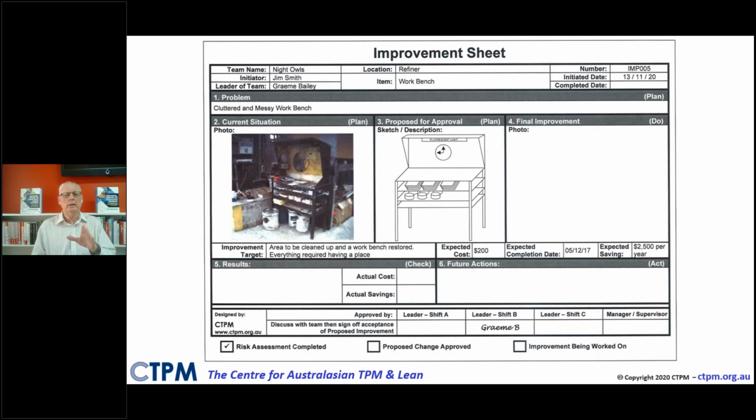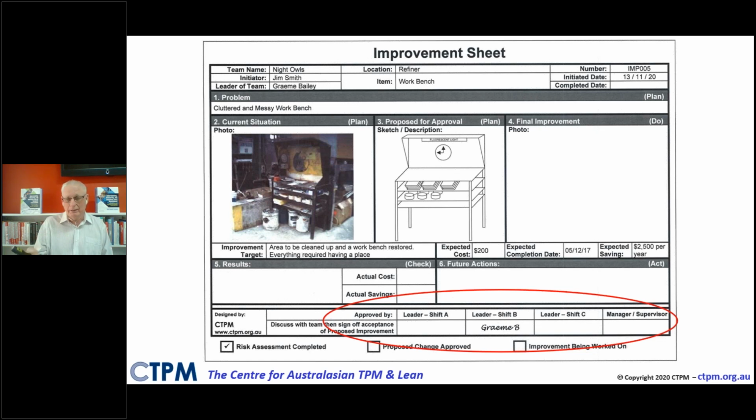So this was actually B shift, and Graham Bailey, you see in the top left-hand corner, is leader of the team. Jim Smith, one of the crew, came up with the idea, organised a sketch, and they created their improvement sheet, which says this is what we propose to do, what we expect it to cost, and how long before we want to do it. Then down at the bottom, you'll see provision for the leader of the other two shifts, Shift A and Shift C, to sign off on behalf of their crew.